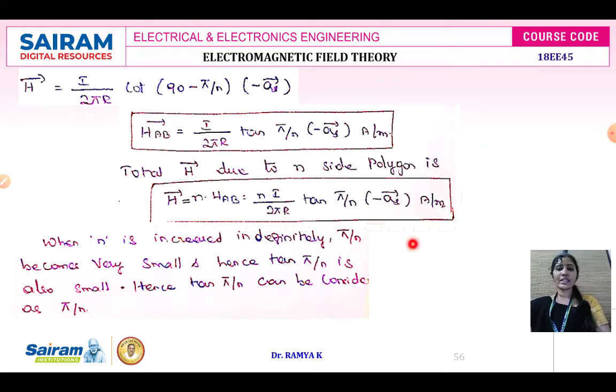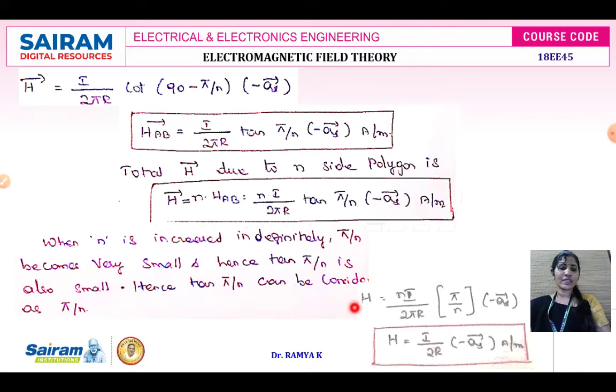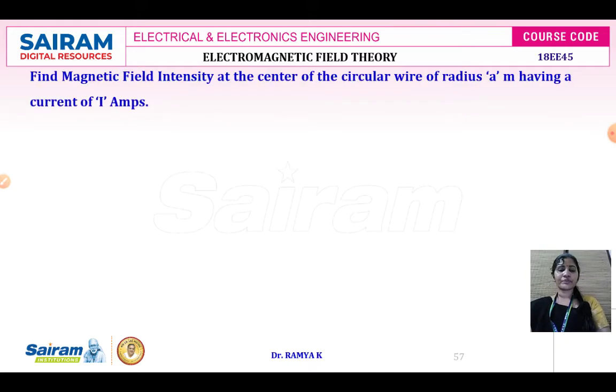When n is increased indefinitely, the value of pi by n is going to be very small, and hence tan pi by n is very small. Therefore, tan pi by n can be considered as only pi by n. So the value of the magnetic field intensity H is equal to ni by 2 pi r times pi by n, in the minus ax direction. H is equal to I divided by 2 pi r, minus ax vector.